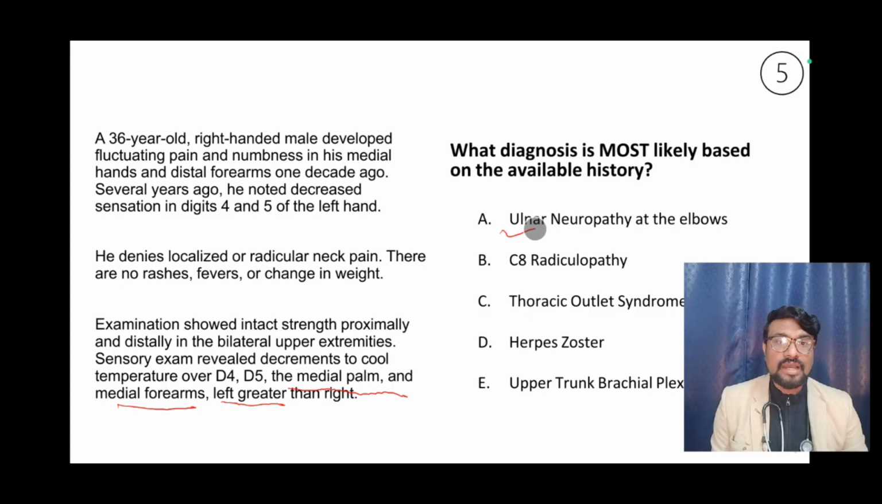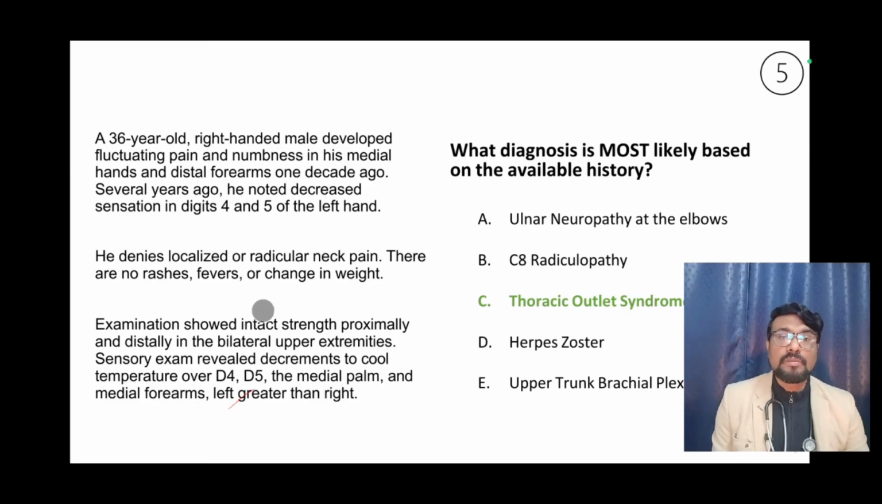Whether this is an ulnar neuropathy, whether the patient has C8 radiculopathy, whether this is thoracic outlet syndrome, herpes zoster infection, or an upper trunk brachial plexus lesion. So this is thoracic outlet syndrome. As the patient presents with these symptoms in the medial palms and medial forearm, the medial cords are commonly involved with thoracic outlet syndrome.